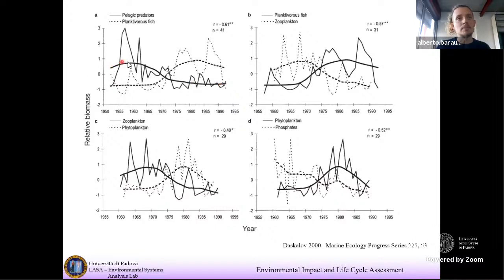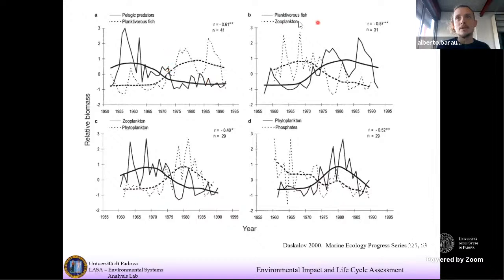So you see that in the past century, dolphin abundance went down. This is a relative scale, okay? So it went down because of overfishing. So dolphins and other big fishes were killed by overfishing.